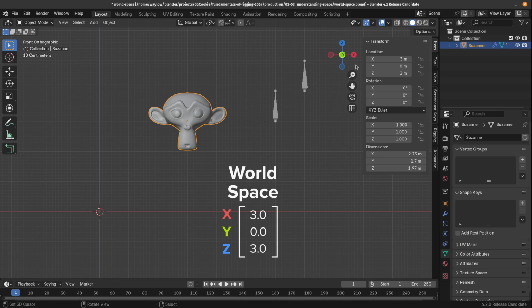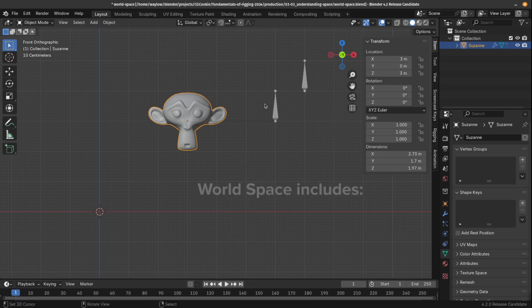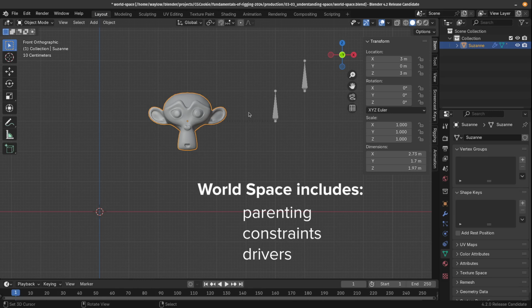And world space calculations include everything that puts it in this actual location. That means parenting, that means constraints and drivers. Whatever puts it in this position gets included in world space.